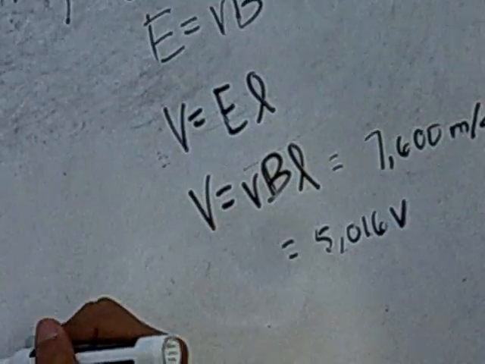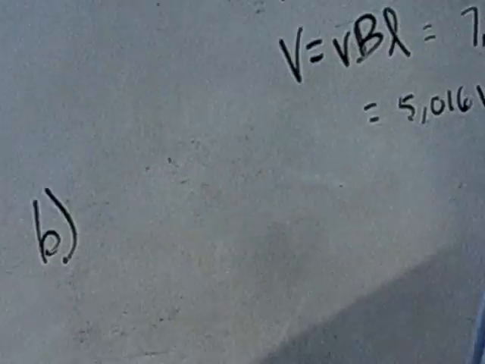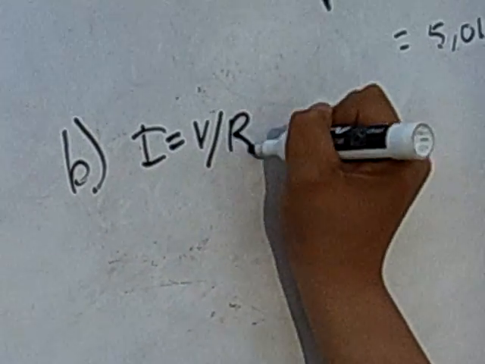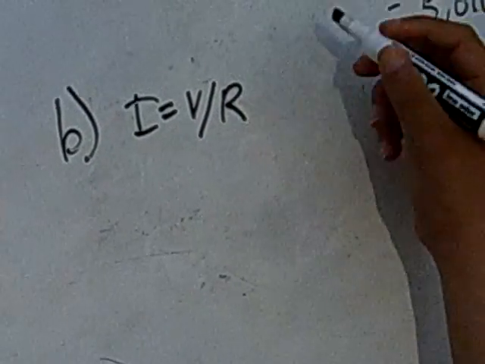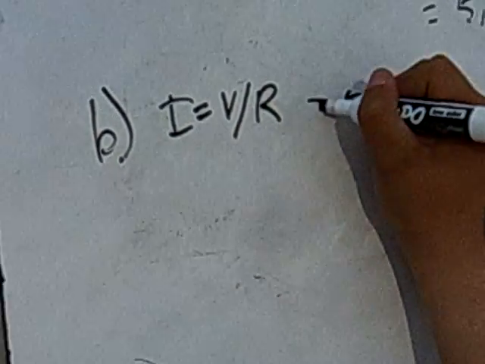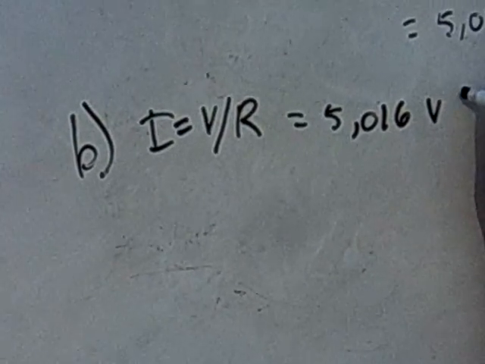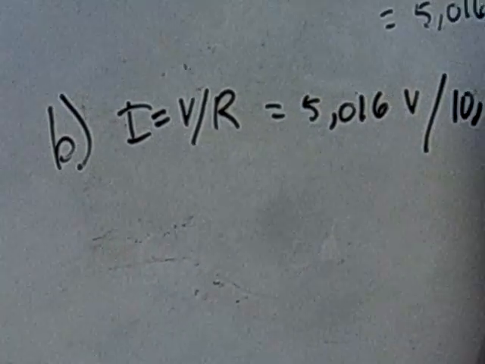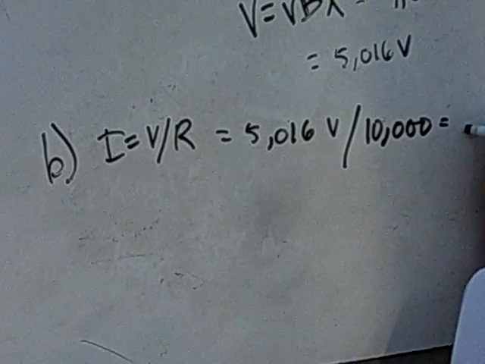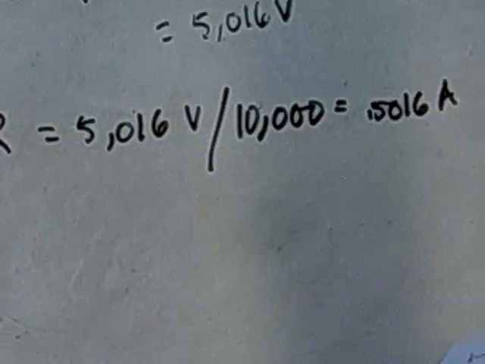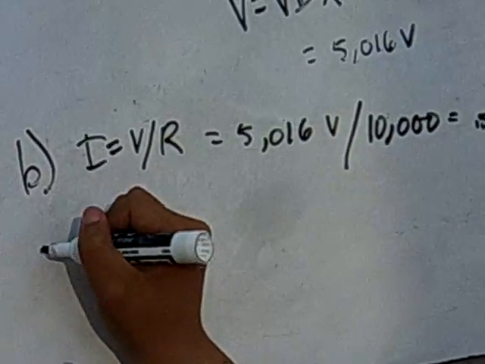Anyways, for B, use Ohm's law, because it asks you to calculate the current, and it's giving you the resistance. So I equals V over R. And you're already given V, which is 5,016. Then you just divide that by 10,000, which is what you're given in the problem, and you get 0.5016 amperes. Yeah, that's not so bad. Part C.